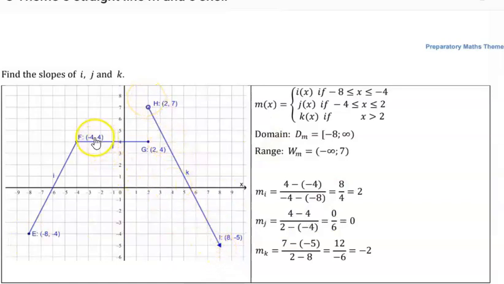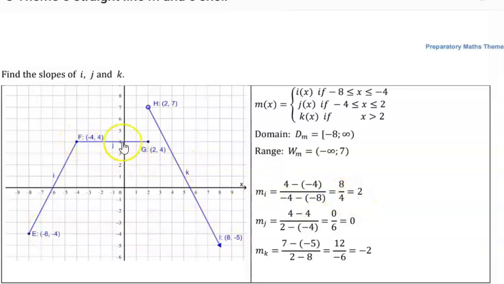If I want to find the slope of each part, each piece of this piecewise defined function, then for m I have to use the points E and F, and I'm just substituting. It doesn't matter what order you use. If I start with the 4 minus minus 4, then I must get minus 4 minus minus 8. I calculate that and get the answer of 2.